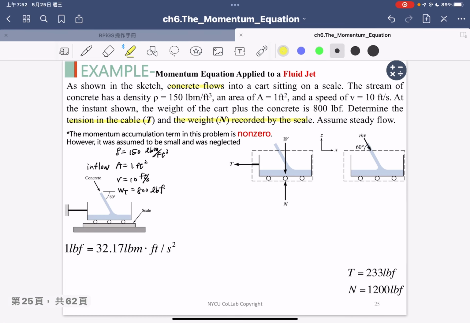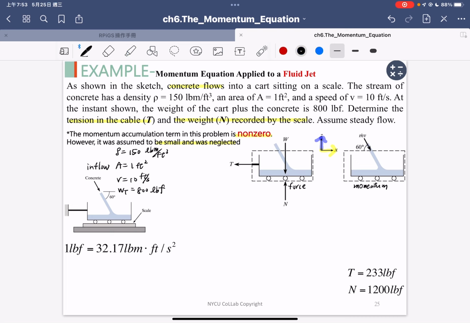And for this problem, the momentum accumulation is actually non-zero because the concrete jet provides concrete mass into the control volume. However, we assume it is very small and neglect it. Okay? So again, we have the force diagram here, and the right-hand side is the momentum diagram. We just consider two directions, one along x and another along z.